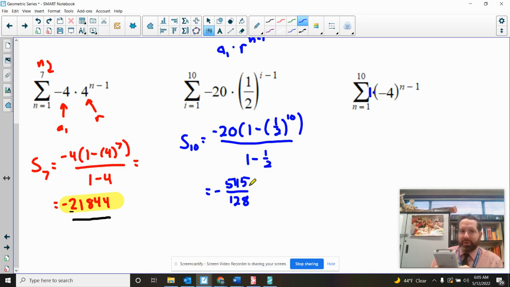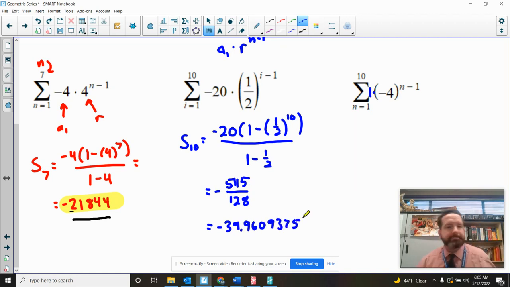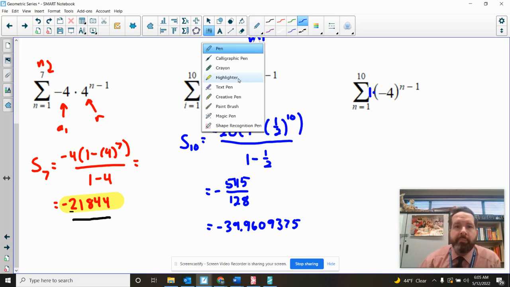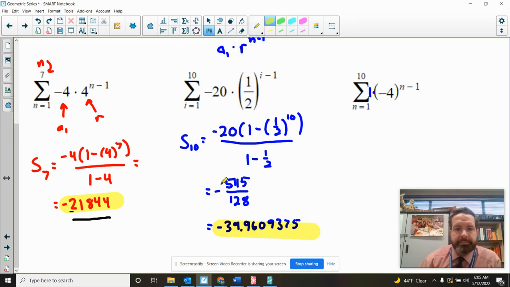And as a decimal, it's not pretty, but here's the thing. I really do need you and want you to write out all those decimal spots. It makes a difference. So -39.9609375. I think our shortcut formula here was probably a lot easier than trying to do all that by hand.